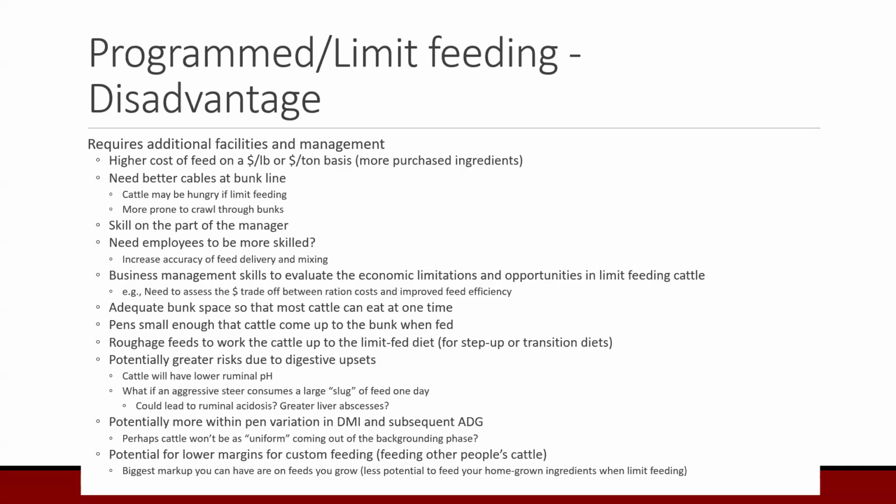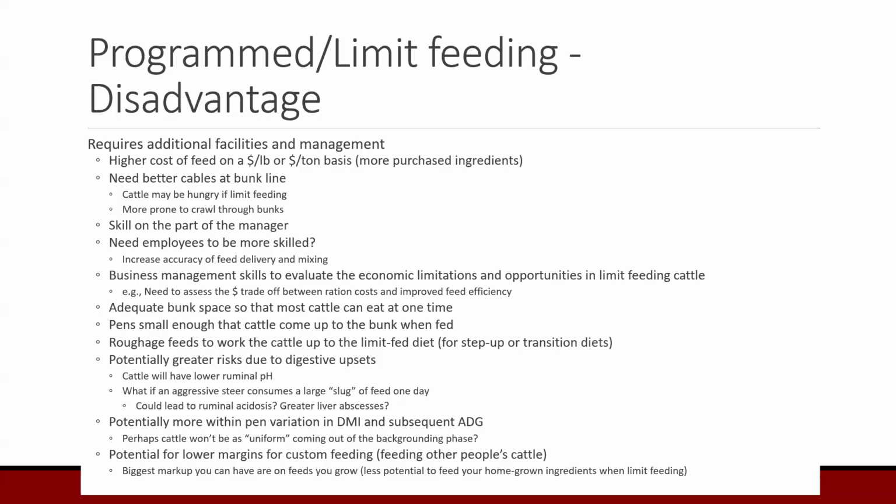So potential for lower margins for custom feeding. So if I'm a backgrounder and someone is paying me to feed their own cattle, I have less ability to add markup to the feeds that I've grown, right? Does that make sense?